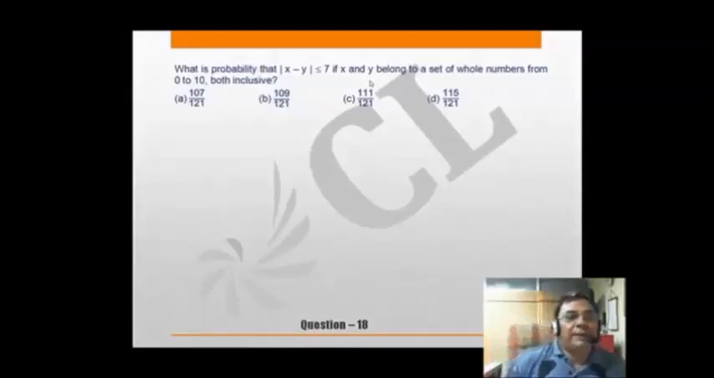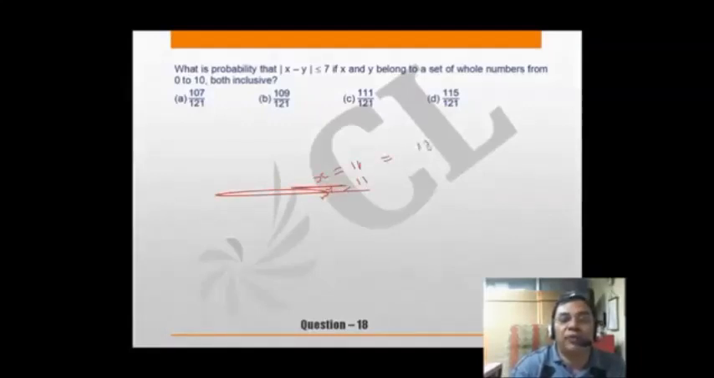What is the probability that x minus 1 is less than 7, if x belongs to a set of whole numbers from 0 to 10, both inclusive? So now the fact is x can also be 11, y can also be 11. So the total combinations are 121.